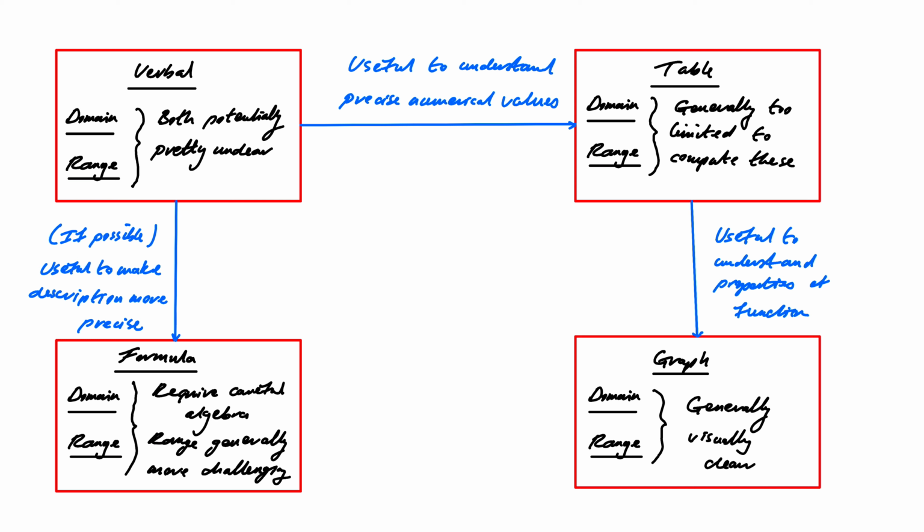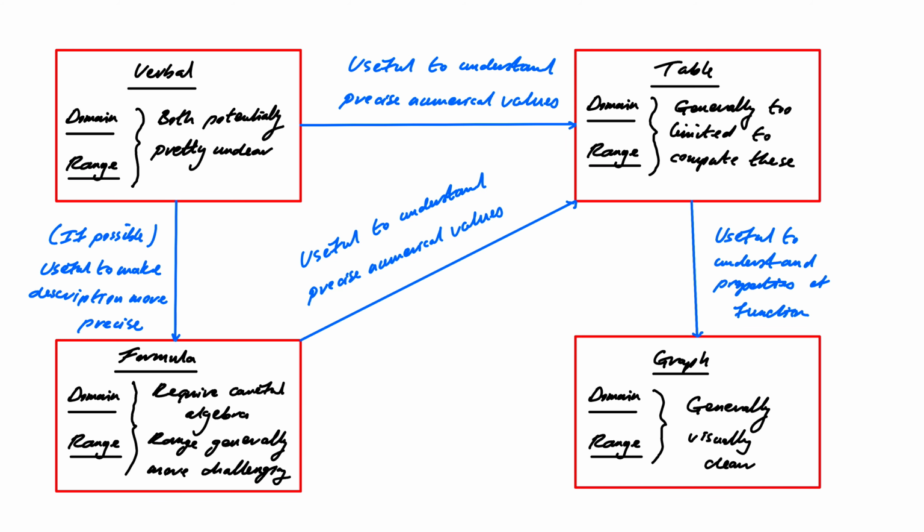So next, let's think about formulas. If I give you a table, there's no real way to go to a formula, not in general, right? It's too limited information. But if I give you a formula, which is probably the most powerful of all when it comes down to it, of course, I can build a table from it. And the reason you want to do that is it's exactly the same as before. It's exactly the same as the reason you'd switch from a verbal description to a table. So exactly the same story. Useful to understand precise numerical values.